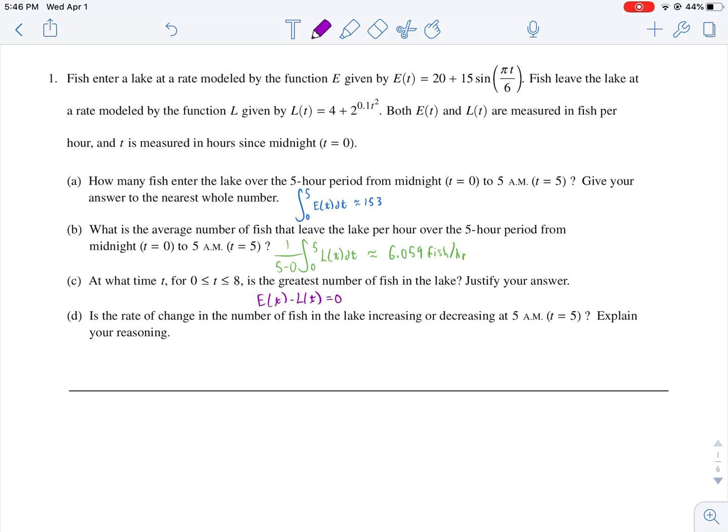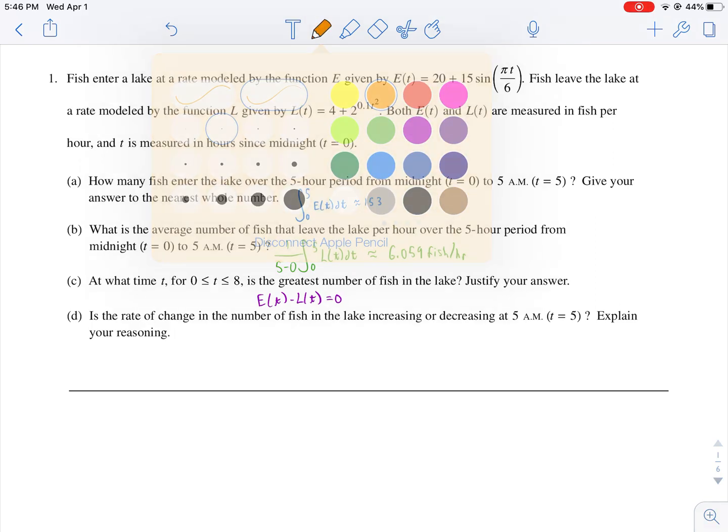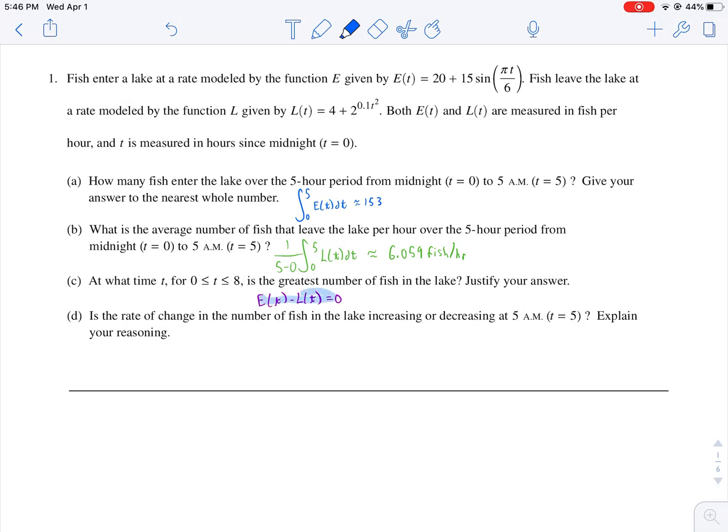And then D says, is the rate of change in the number of fish in the lake increasing or decreasing at t equals 5? So in this one, we know the rate of change is increasing if this thing right here is positive, and if that's negative, then it's decreasing, because that's the total rate. That accounts for the rate of fish entering and the rate of fish leaving. And so you could just find E prime of 5.